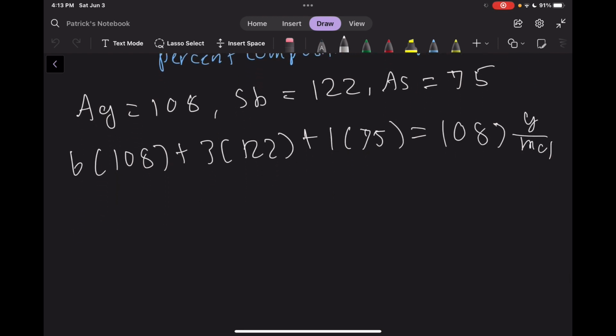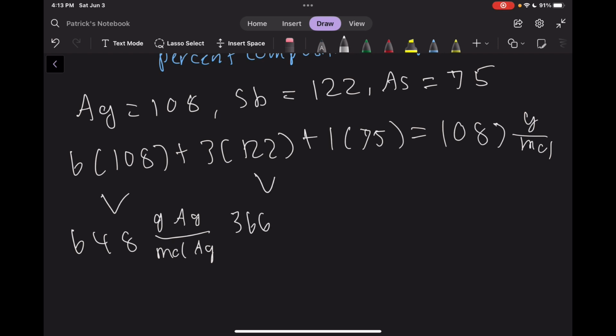We'll also be needing the individual molar masses of the elements. The Ag6 term has a molar mass of 648. This means that there are 648 grams of silver in 1 mole of the compound. The Sb3 term has a molar mass of 366. The As term has a molar mass of 75.